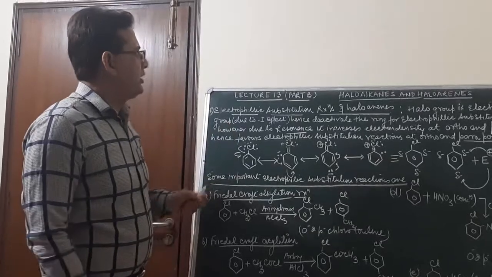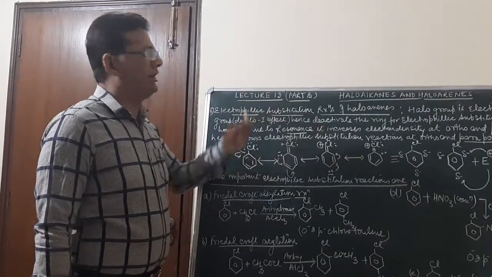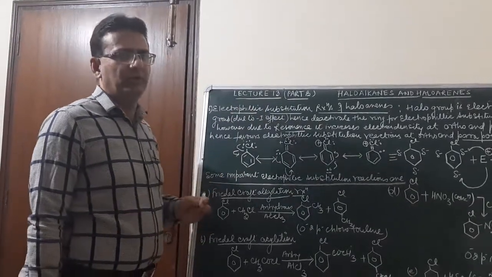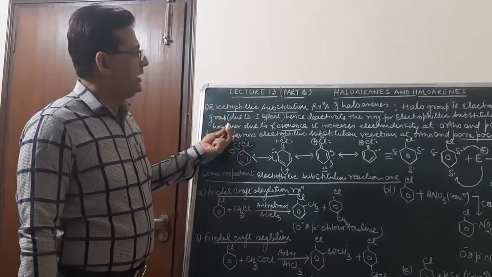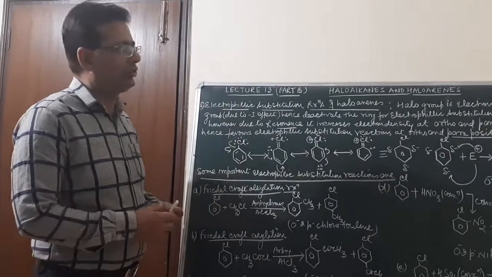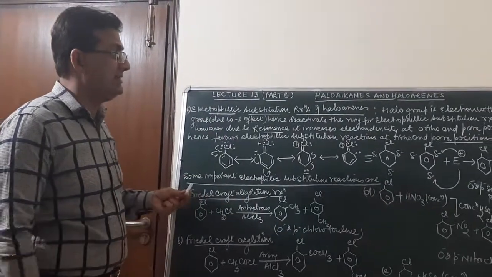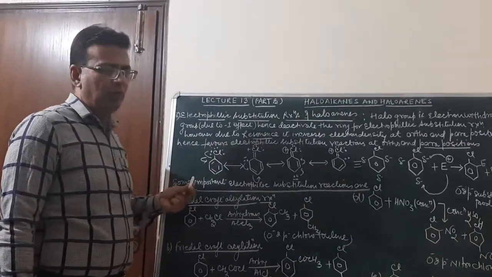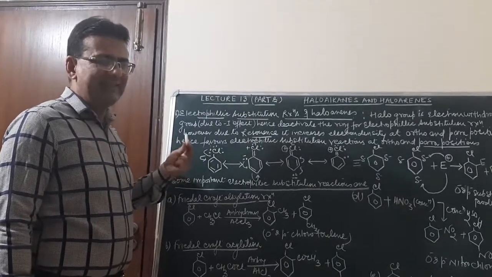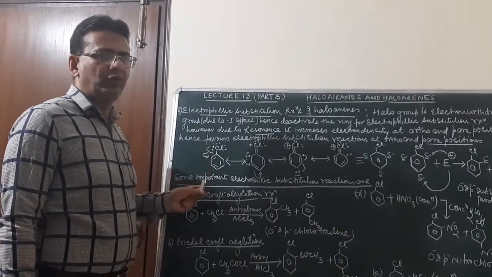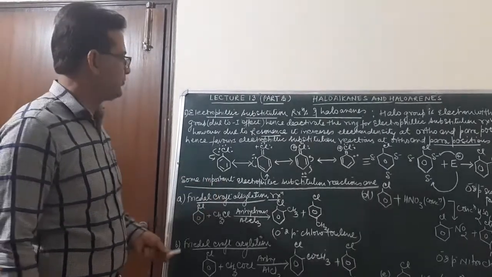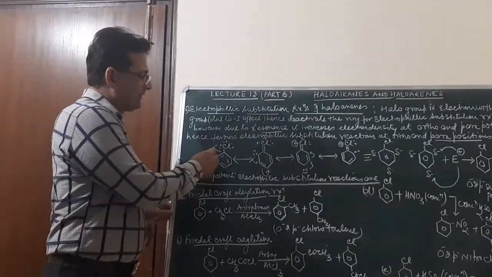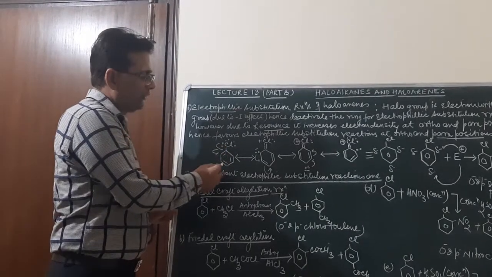Dear students, in part A of lecture number 13, we have done elimination reactions with you. Now the next reaction is electrophilic substitution reactions of haloarenes. As we all know, if substitution occurs on the benzene nucleus, it will be an electrophilic substitution reaction. Now here we have to discuss the electrophilic substitution reaction of haloarenes.